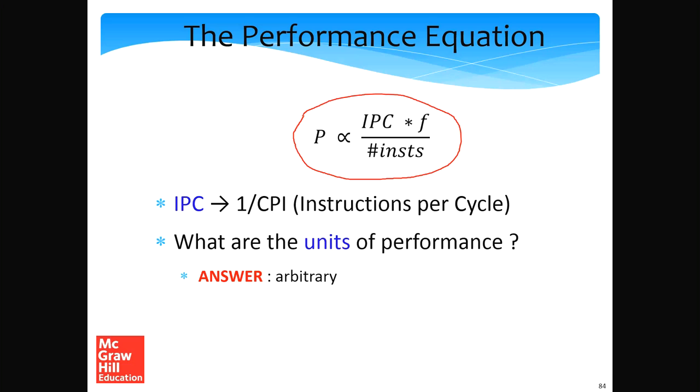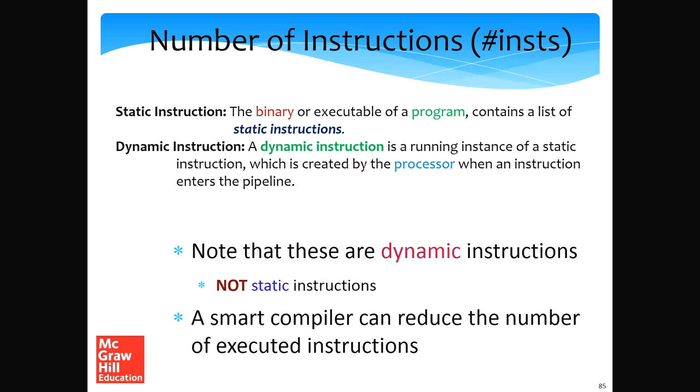Alright, so let's again remember the performance equation, which is performance is proportional to IPC, instructions per cycle, multiplied by the frequency divided by the number of instructions. So the number of instructions, num_insts, let's see what determines it. So let us once again, for the benefit of the listener, differentiate between static instructions and dynamic instructions.